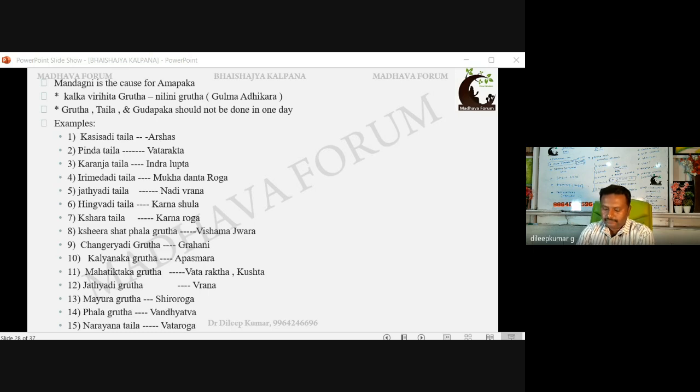Mahanimbakalka. Especially you should note down, Mahanimbakalka is indicated in Rudrasi Vata. Mahanimbakalka is advised in Rudrasi Vata. Nimbakalka we know: Rana, Pitta, Kapha, Krimi, Runaropana and other actions. Mahanimba is especially indicated in Rudrasi Vata. You write down that Nimba is in Runa, Mahanimba is also in Runa. So Mahanimbakalka is specially indicated in Rudrasi Vata.